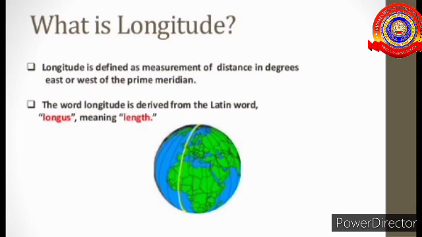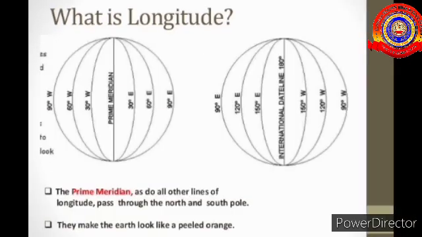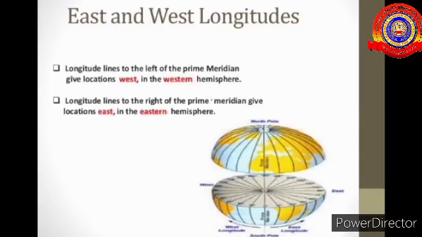What is longitude? Longitude is defined as measurement of distance in degrees east or west of the prime meridian. The word longitude is derived from the Latin word longus, meaning length. The prime meridian, as do all other lines of longitude, passes through the north and south pole. They make the earth look like a peeled orange.